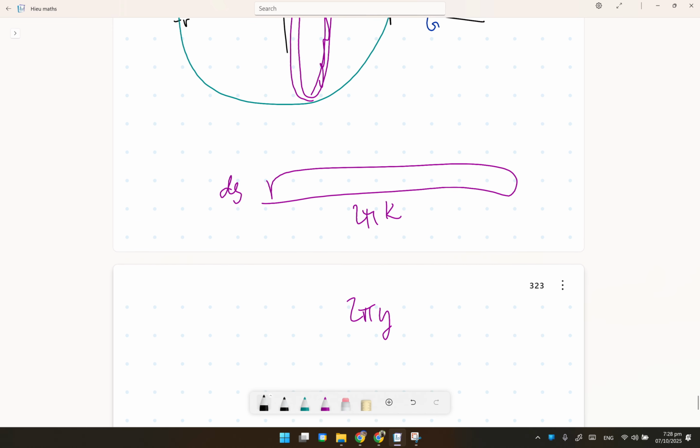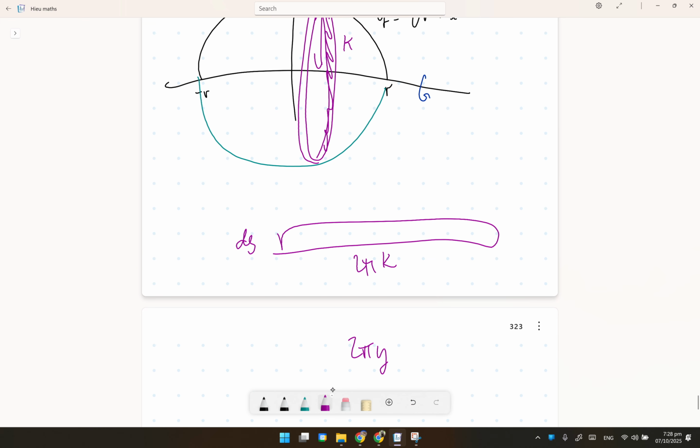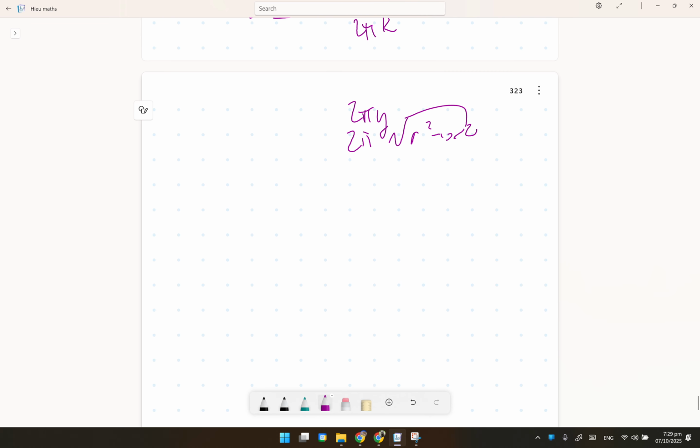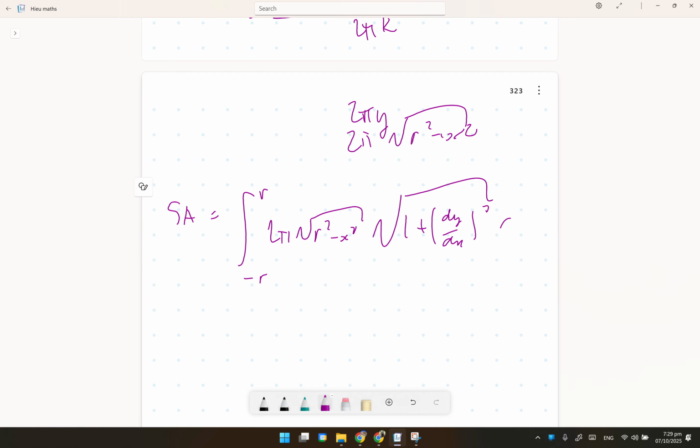So it's 2 pi k, 2 pi y, which we can say straight away is also 2 pi times the square root of r squared minus x squared. Then the total surface area is going to be the integral from minus r to r of 2 pi y multiplied by ds, let's say 2 pi times the square root of r squared minus x squared, multiplied by ds. We know what ds is: ds is the square root of 1 plus (dy/dx) all squared, dx.